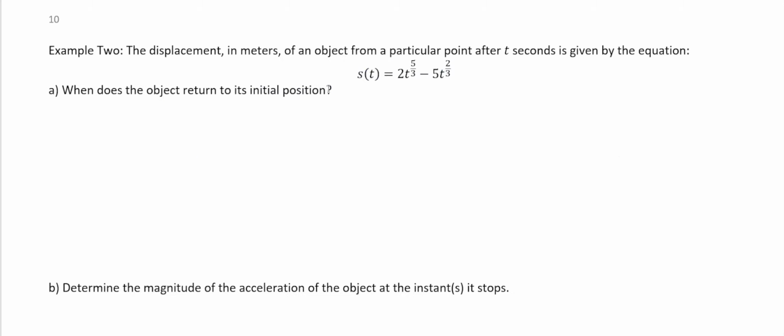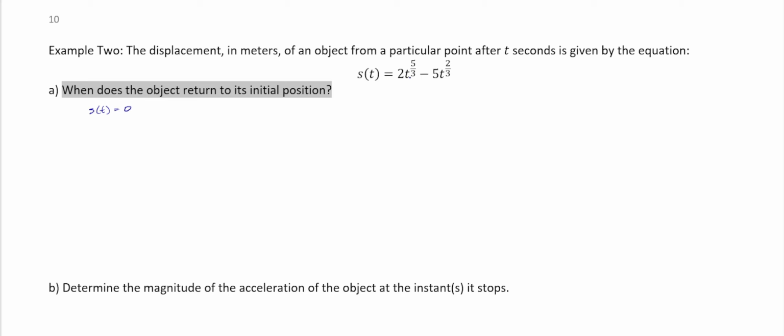Okay, example 2. The displacement in meters of an object from a particular point after t seconds is given by the equation s at t is equal to 2t to the power 5/3 minus 5 times t to the power of 2/3. And the first thing it asks is, when does the object return to its initial position? Well, when it returns to its initial position, s at t has to be equal to 0. So that's what I need to solve for over here. I need to find when s at t equals 0.